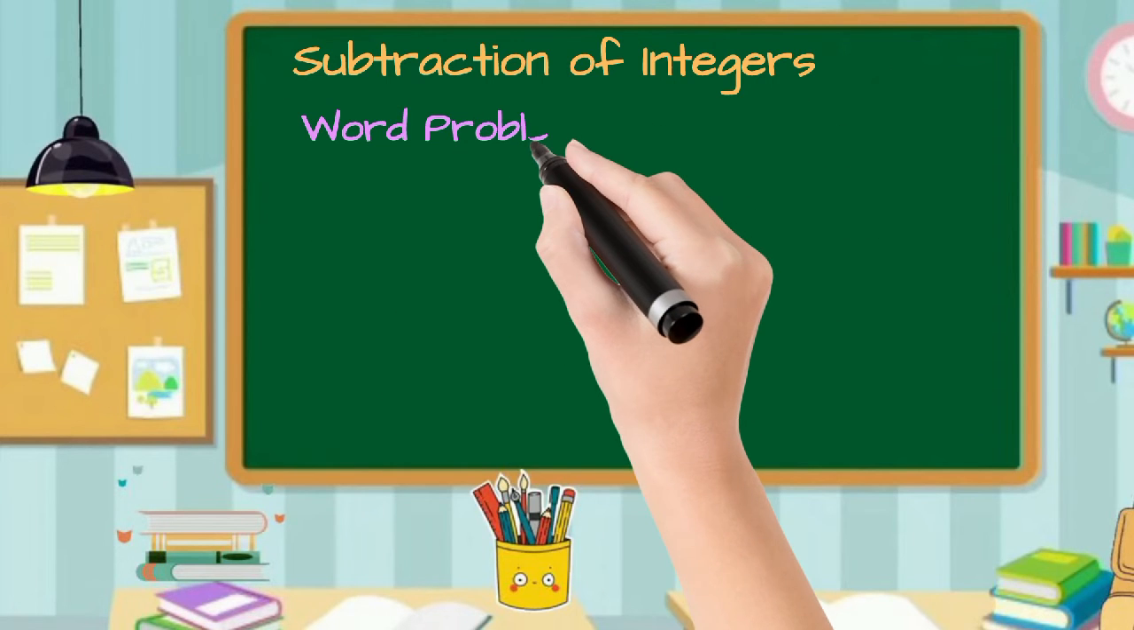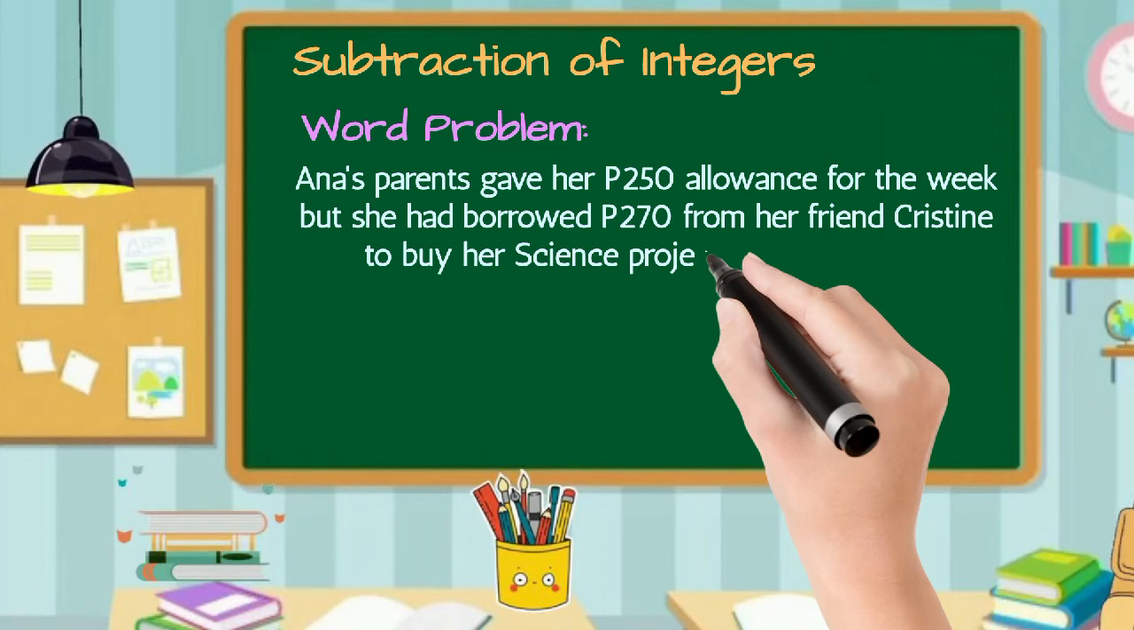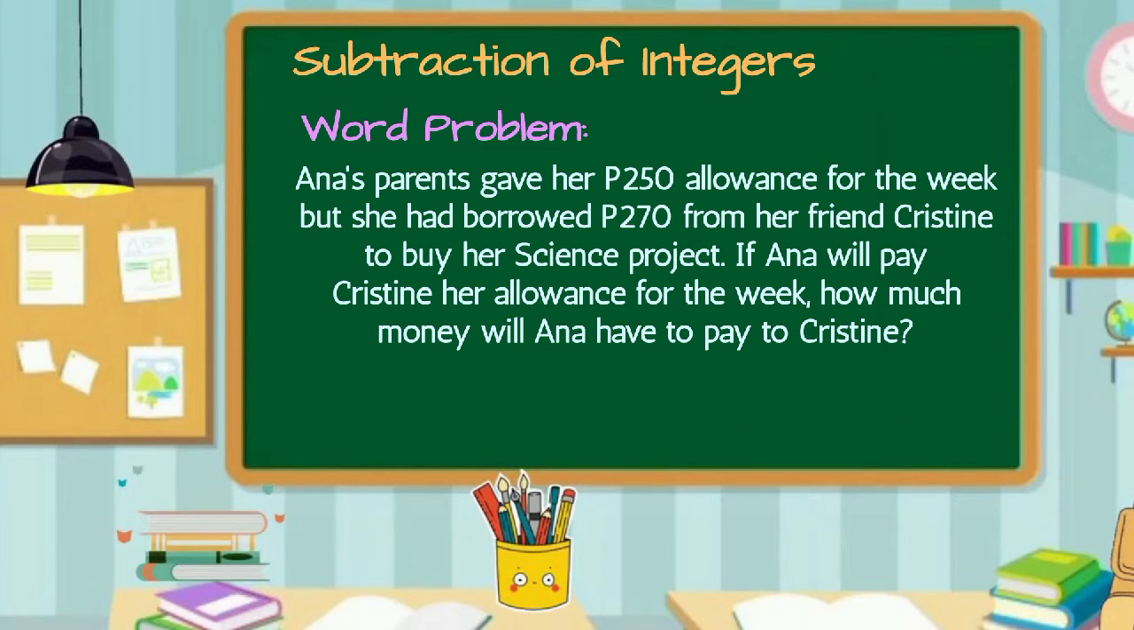We also have here a word problem for the subtraction of integers. Anna's parents gave her 250 pesos allowance for the week, but she had borrowed 270 pesos from her friend Christine to buy her science project. If Anna will pay Christine her allowance for the week, how much money will Anna have to pay to Christine?